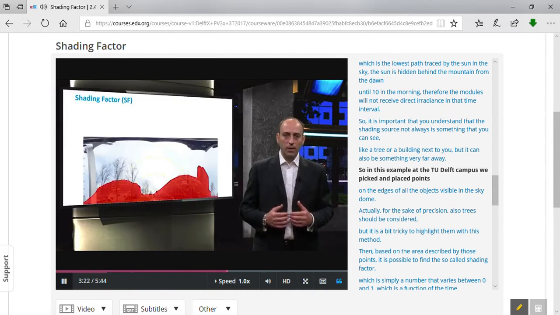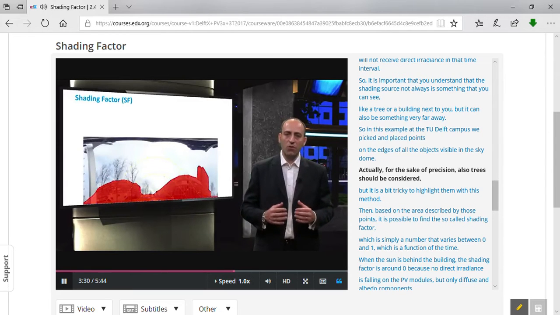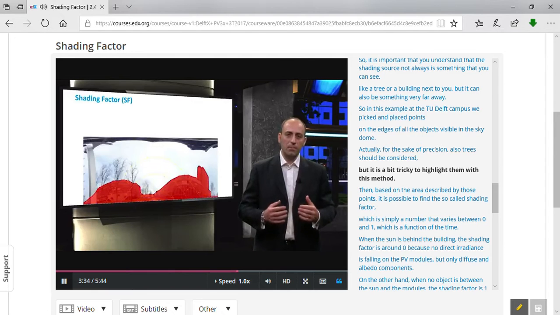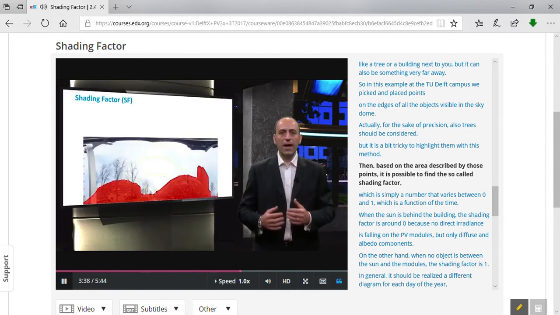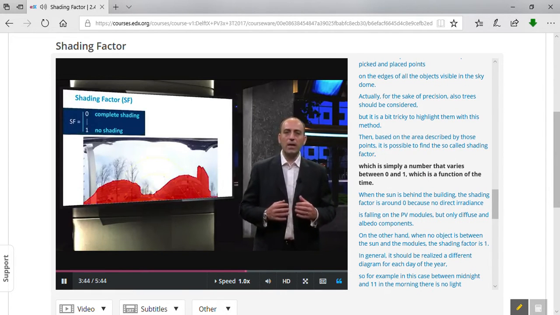In this example at the TU Delft campus, we picked and placed points on the edges of all the objects visible in the sky dome. Actually, for the sake of precision, trees should also be considered, but it is a bit tricky to highlight them with this method. Then, based on the area described by those points, it is possible to find the so-called shading factor, which is simply a number that varies between 0 and 1, which is a function of time.